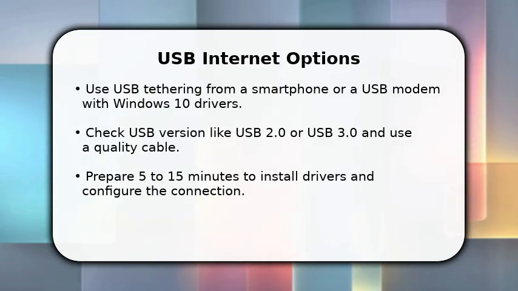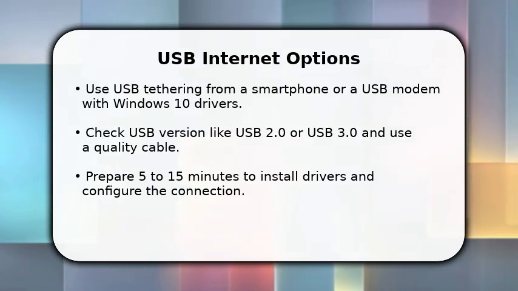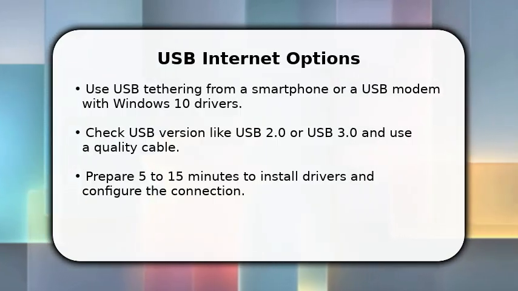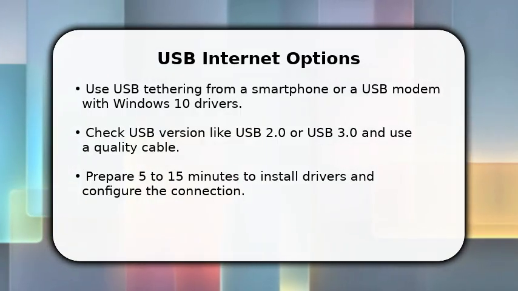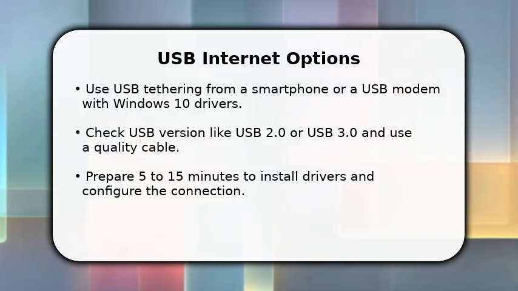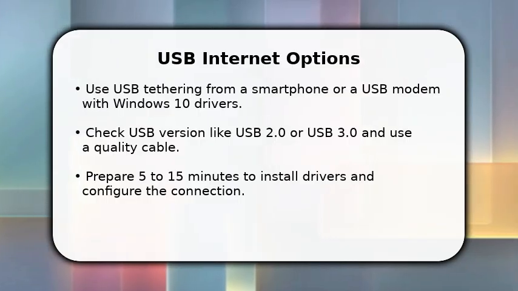Enjoy the video. This guide explains how to connect the internet to a Windows 10 PC using USB. First, choose between smartphone tethering or a dedicated USB modem device. Confirm your USB cable supports USB 2.0 or USB 3.0 and is not damaged.